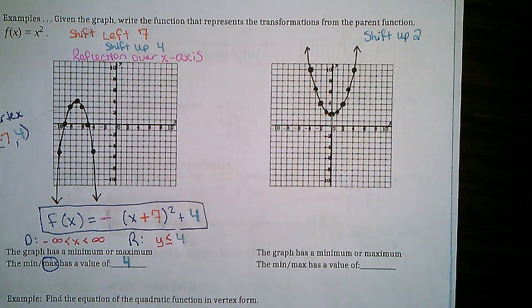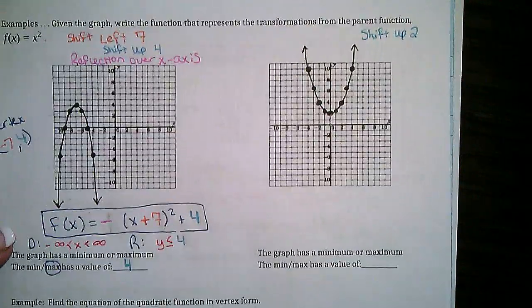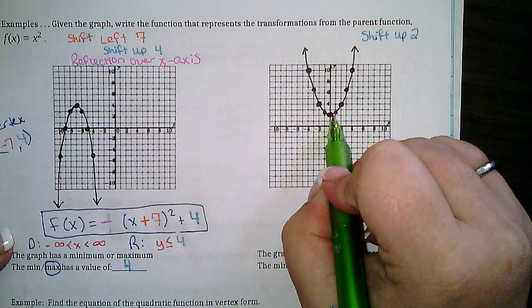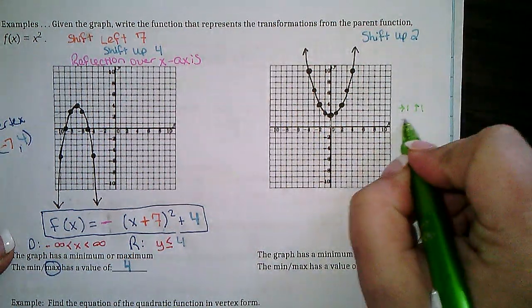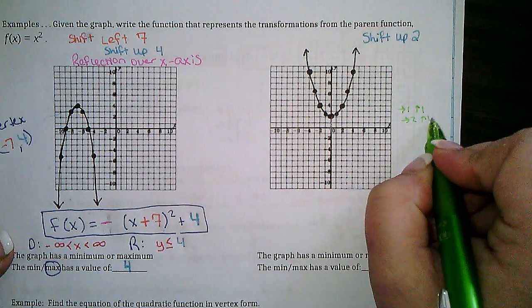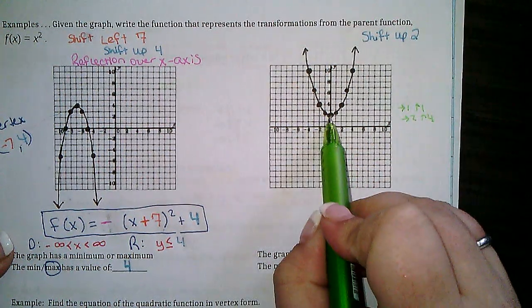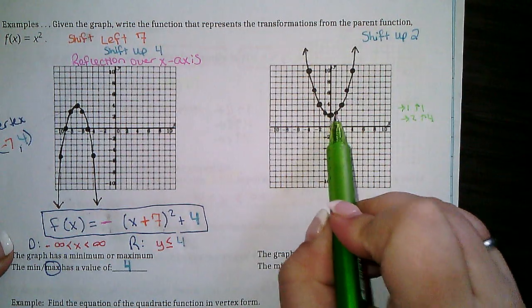And now normally we have our pattern: over 1, up 1, over 2, up 4. Well, what's this one do? It goes over 1, that doesn't go up 1.